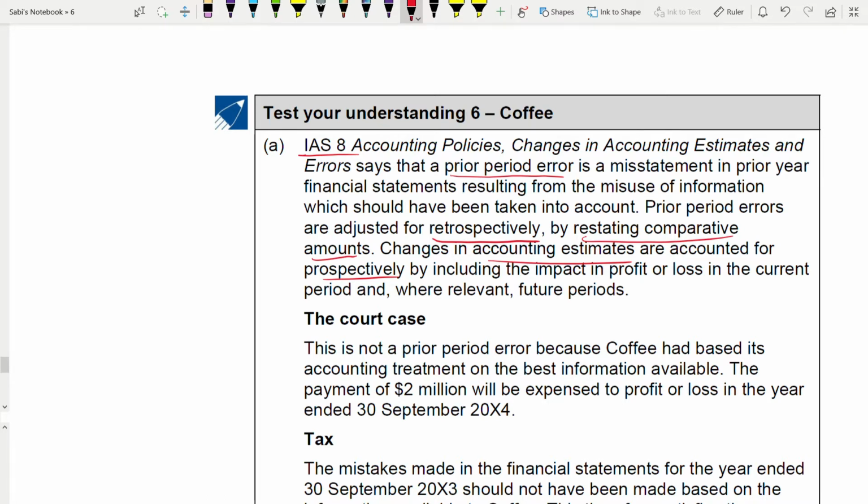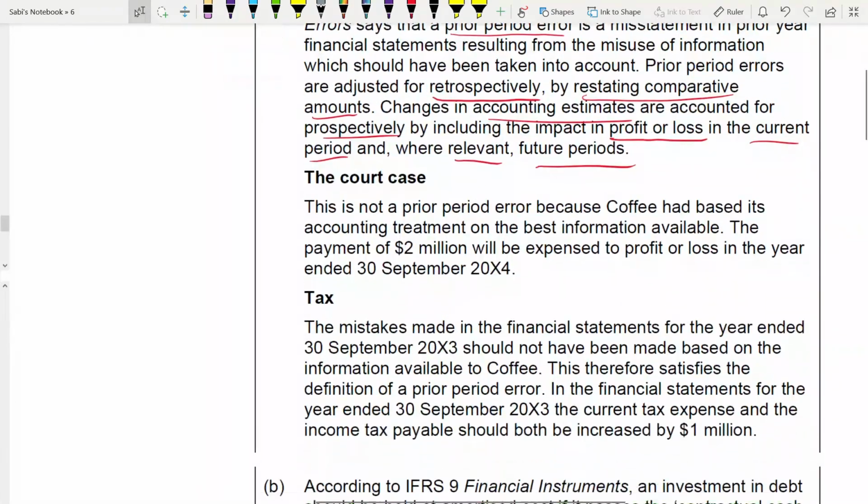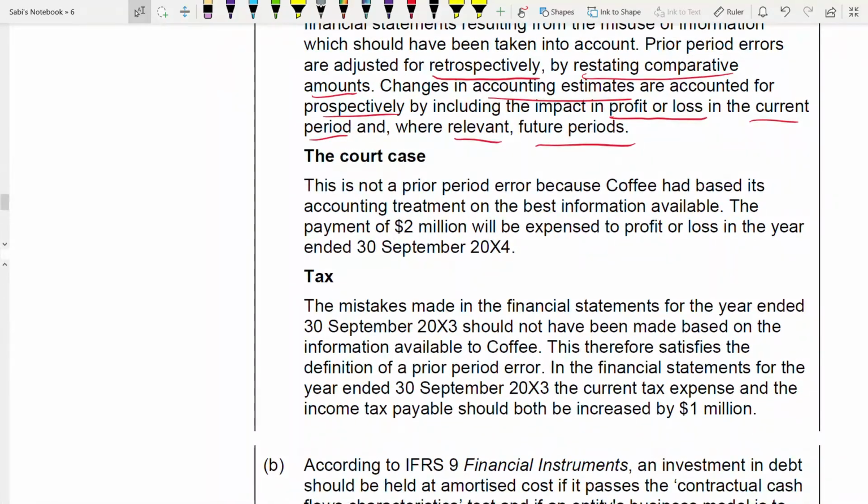Okay, so its impact will be included in profit and loss in the current period, and where it is relevant, you can show the impact in the future period also. You can change the profit and loss of the future also if it's given to you. Now there are 2 things, one is the court case, one is tax. It's for 7 marks. You have to deal with these 2 things separately.